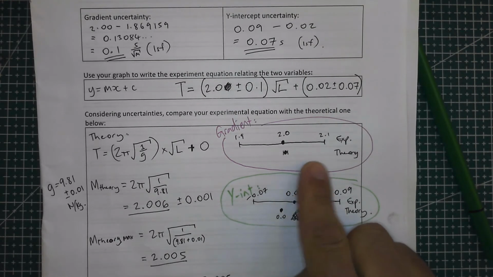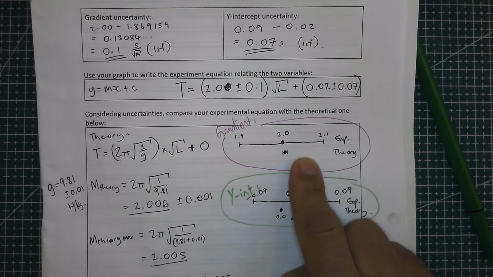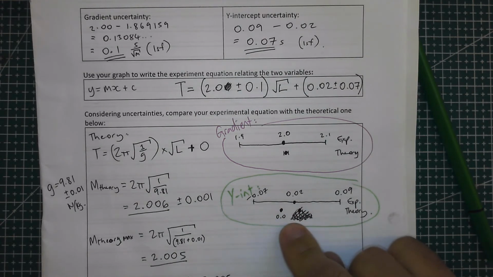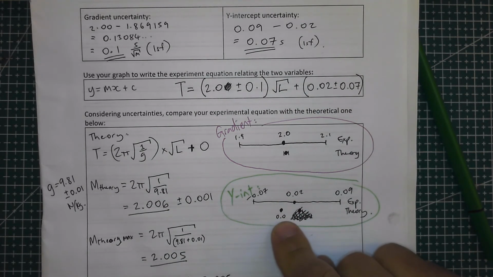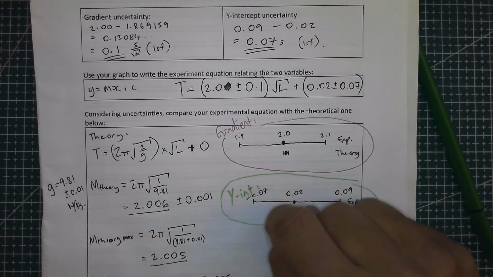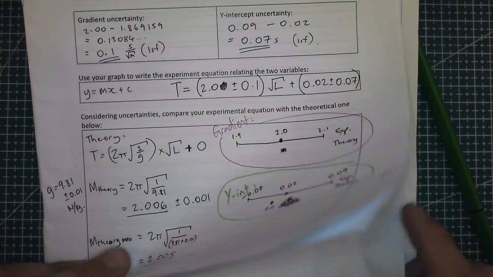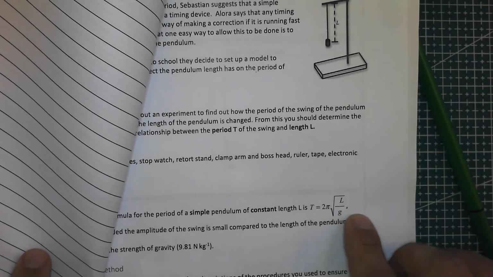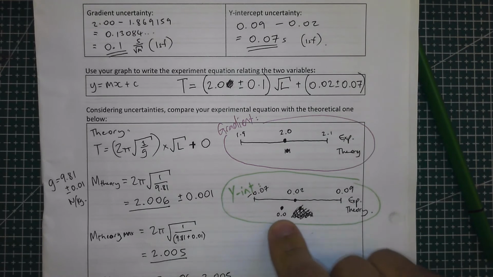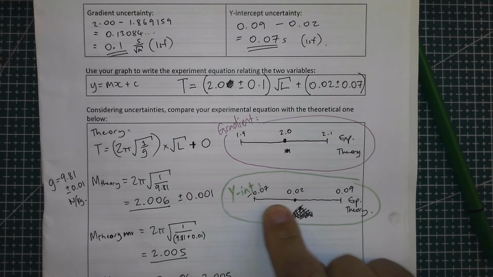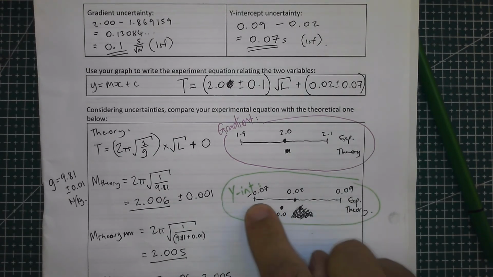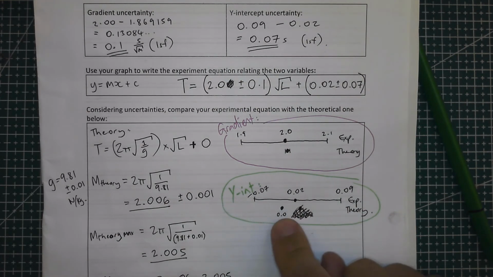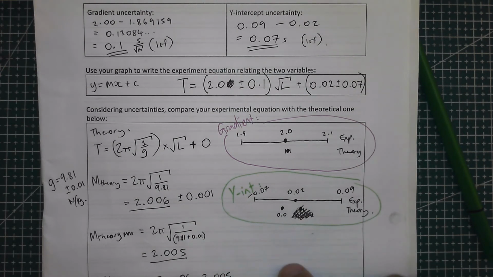So as well as comparing your theoretical gradient and the experimental gradient, you need to compare your experimental y-intercept to the theoretical y-intercept. The y-intercept here in theory is 0.0 because the original equation has nothing added to the end of it. So the only thing you can add to this and not change the equation is 0. So the theoretical y-intercept is 0. Here I've got the uncertainty in my experimental y-intercept, and you can see that it's a good correlation.